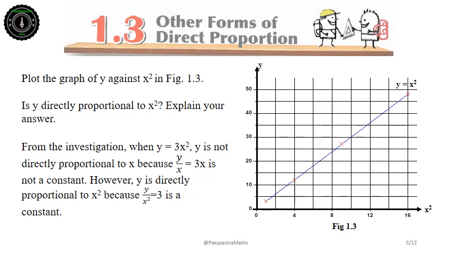So we can say from this example that y over x is not exactly equal to a constant. In fact, it is a variable which is equal to 3x, a variable that depends on x. However, if we take the ratio of y over x squared, then it is a constant number which is equal to 3 in this case. So we can say that there is a direct proportionality between y and x squared, not between y and x.